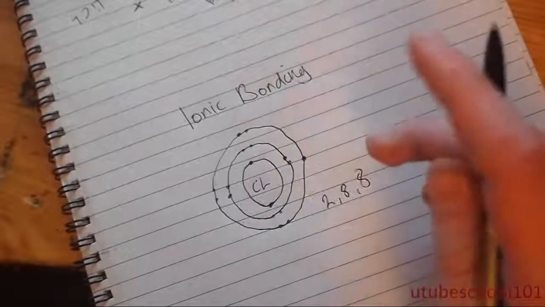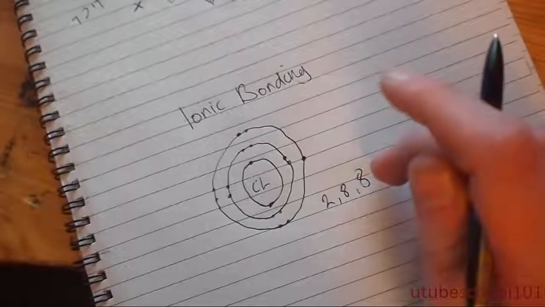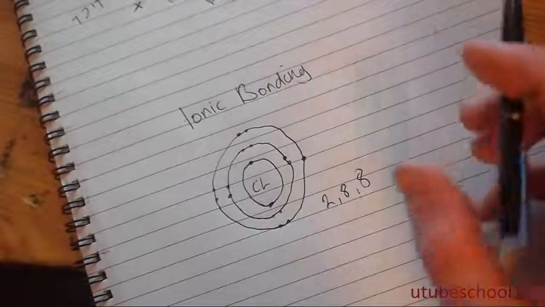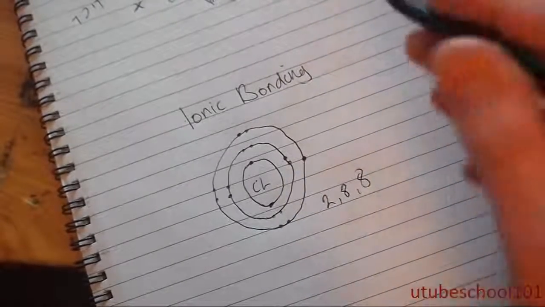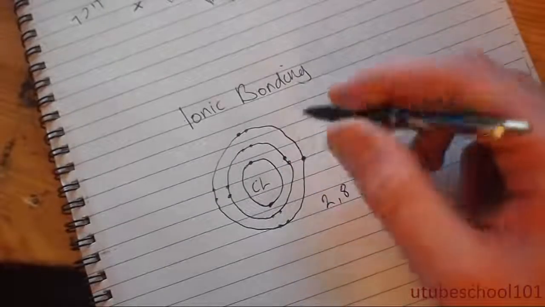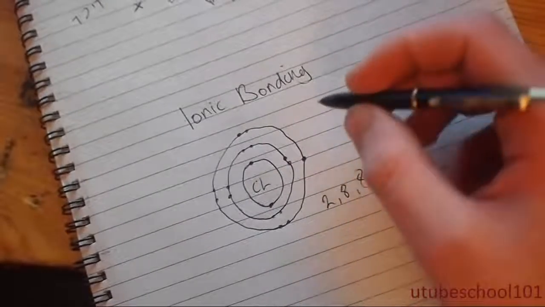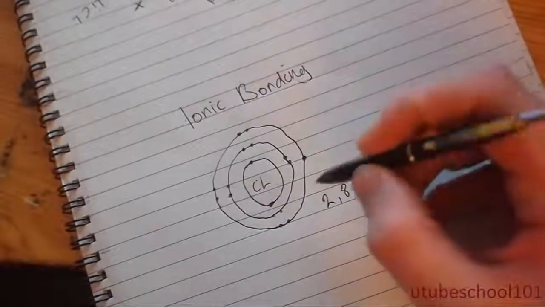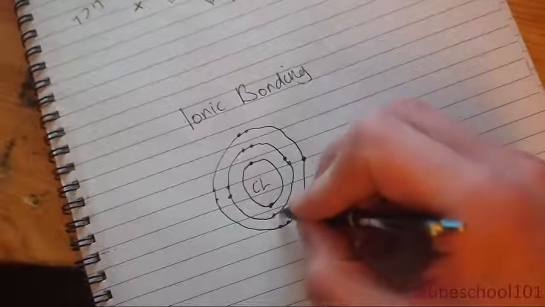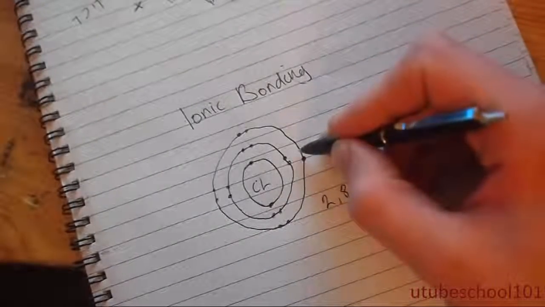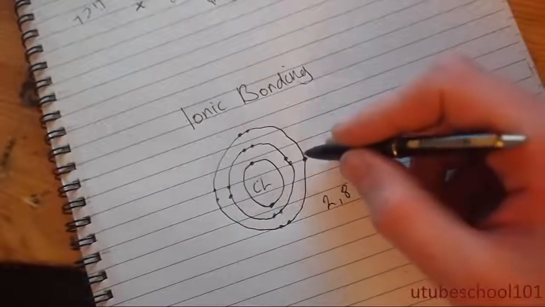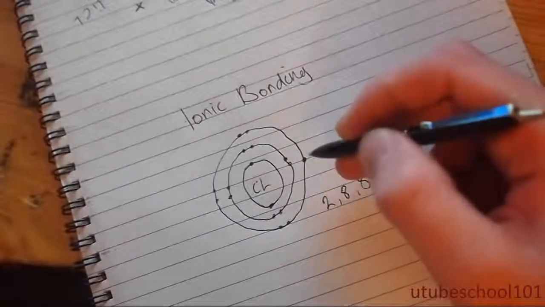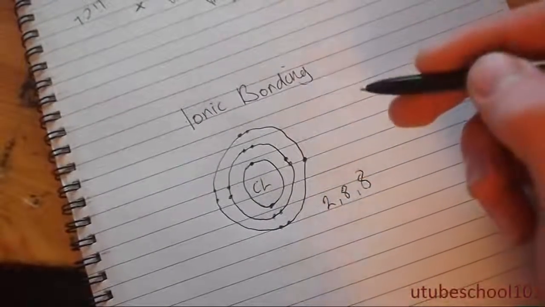Now for the first 3 shells, they fill up in order. So the first layer fills up, second layer fills up, third layer fills up. And when an element is in suspension, its desired state is to only have full shells. If you hadn't noticed, the final shell only has 7 electrons. So its desired effect is to have full shells, even if that means getting rid of some electrons.